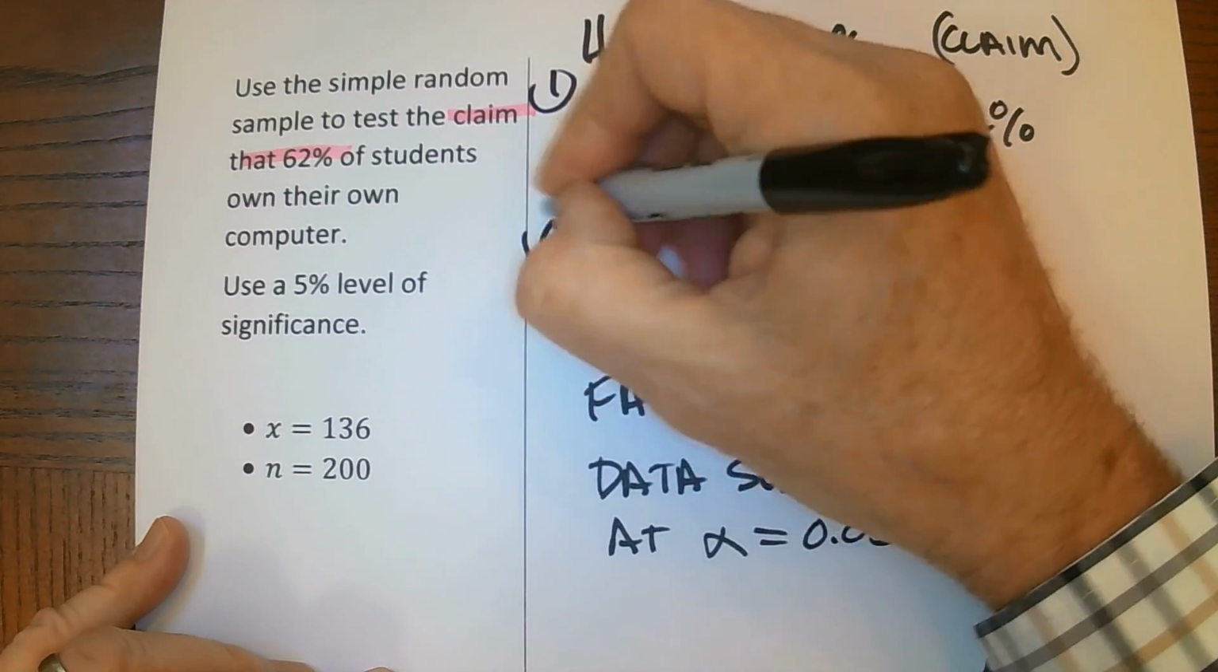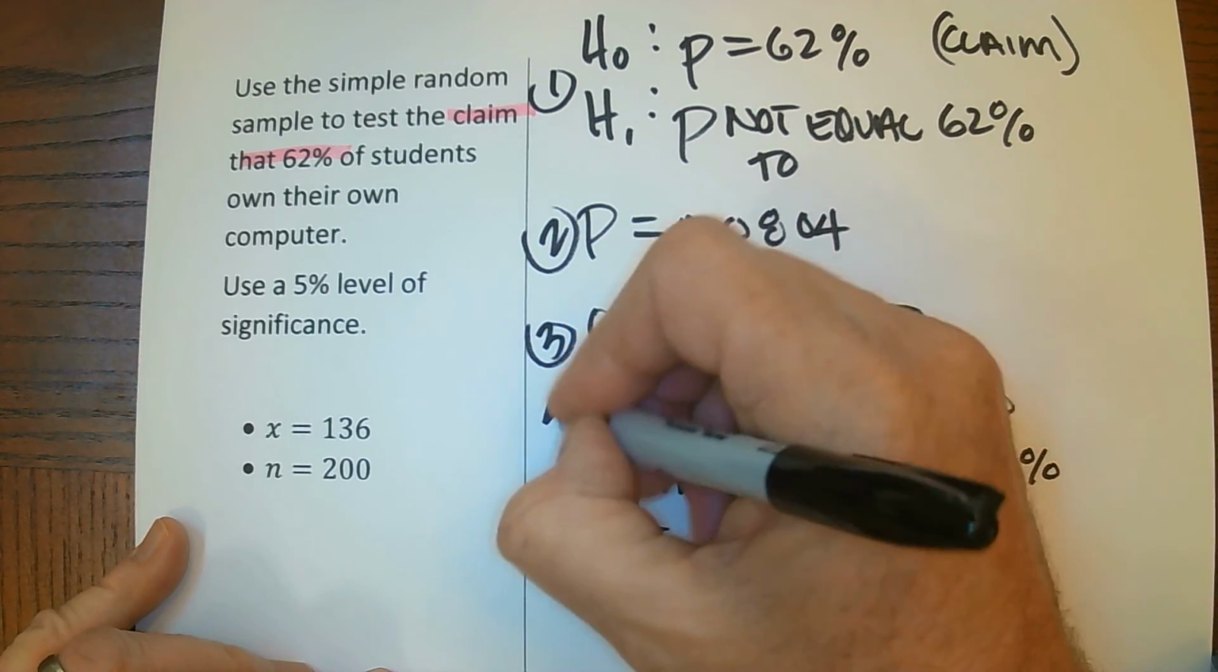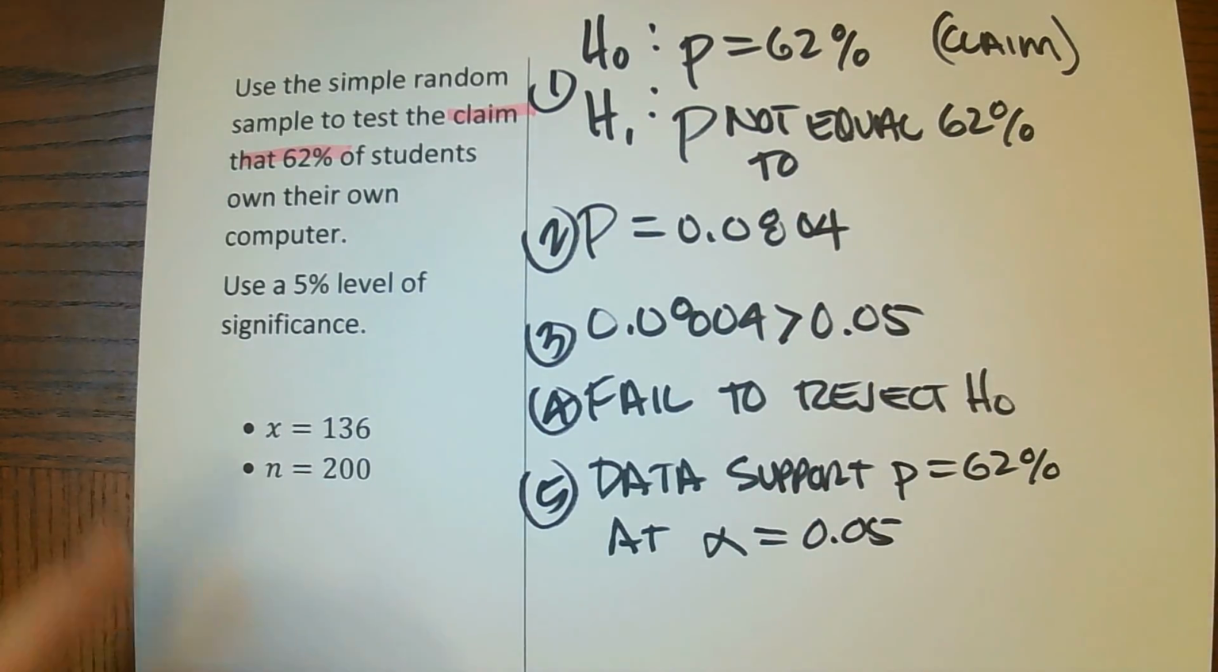1, 2, 3, 4, 5. Those are the 5 steps. This is really what I need to see when I ask you guys to do a hypothesis test. And there we go. Thank you. We'll end it there.